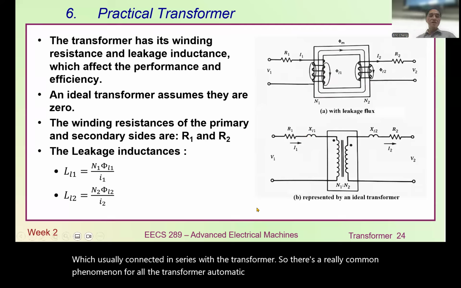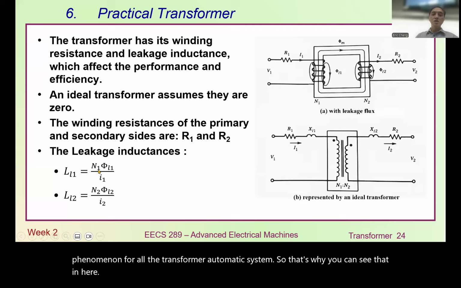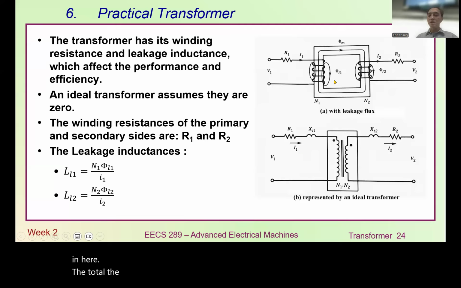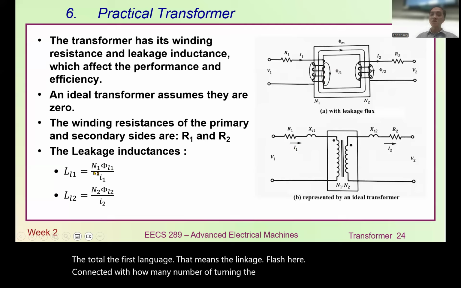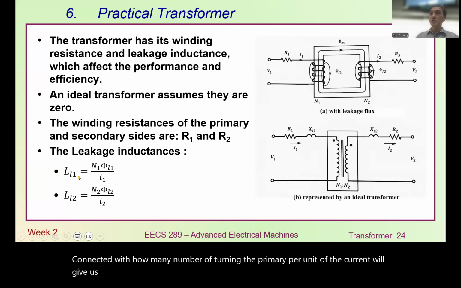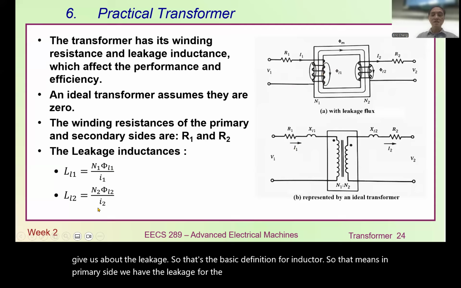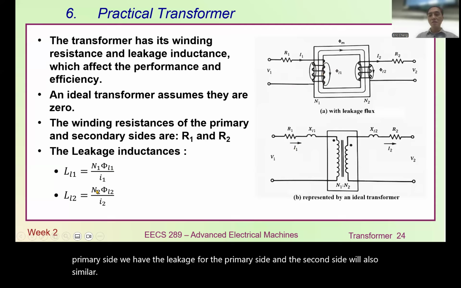So that's why you can see that in here. The flux linkage, that means the leakage flux here, connected with the number of turns in the primary, per unit of current will give us the leakage inductance. So that's the basic definition for an inductor. That means on the primary side we have the leakage inductance for the primary side, and on the secondary side, we also have a similar leakage inductance.